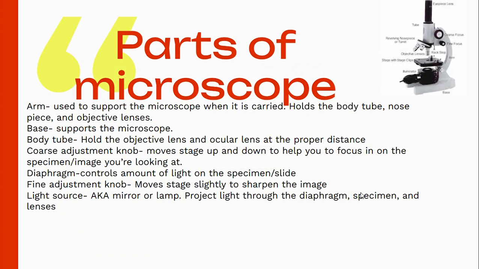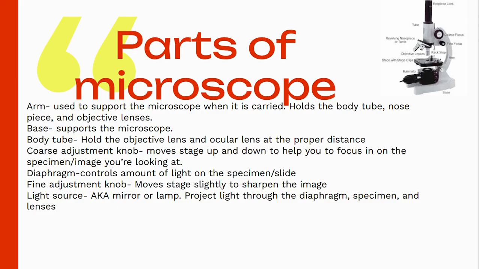So the arm of a microscope is used to support the microscope when it is carried. It holds the body tube, nose piece, and objective lenses. The base of a microscope supports the microscope. The body tube holds the objective lens and ocular lenses at the proper distance from each other. The coarse adjustment knob moves the stage up and down to help focus in on the specimen or image that you're trying to look at.